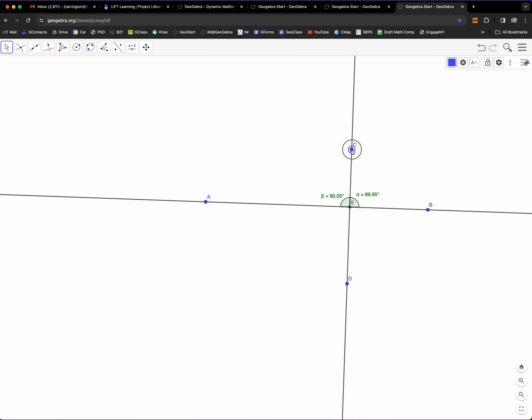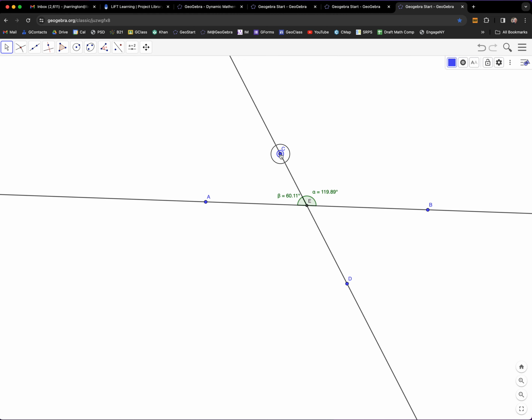Right, if it came out perfect at 90, then that would be obvious. But anyway, like 120 and 60, that's 180. So let's look at these other angles. So measure this angle, A, E, D. Hey, what do you know? Also 120. How about this angle, D, E, B, 60.01. So this angle goes here, this angle goes here.